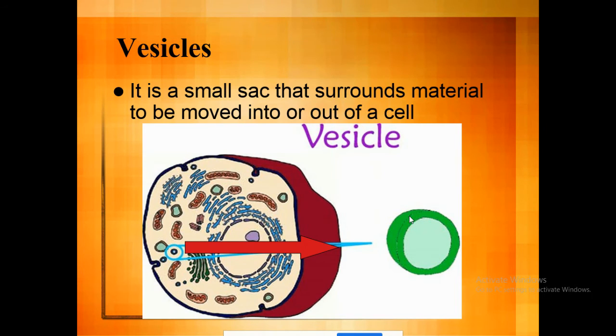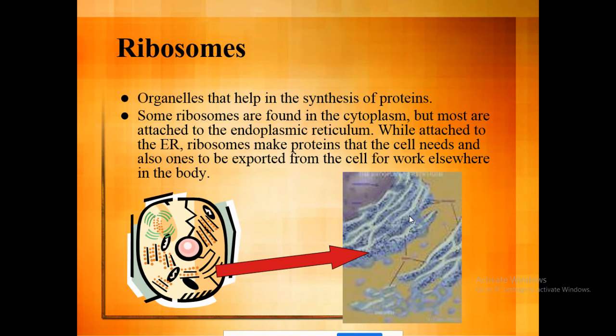Vesicles. It is a small sac-like structure that surrounds the material to be moved into and outside the cells. Ribosomes. These are known as protein factories, right? You can find ribosomes attached to the ER, etc.